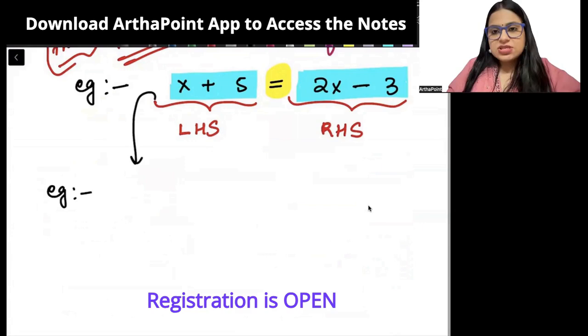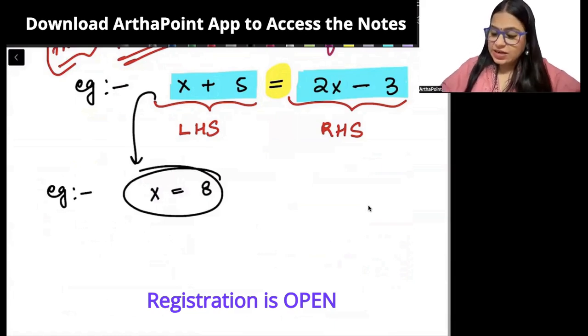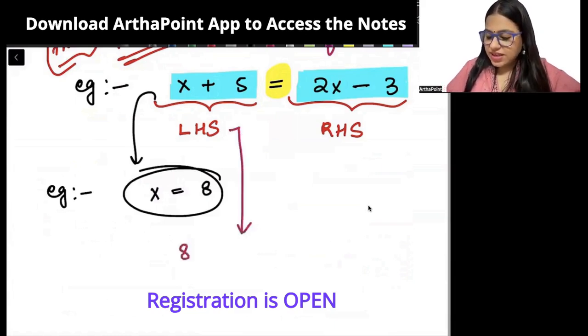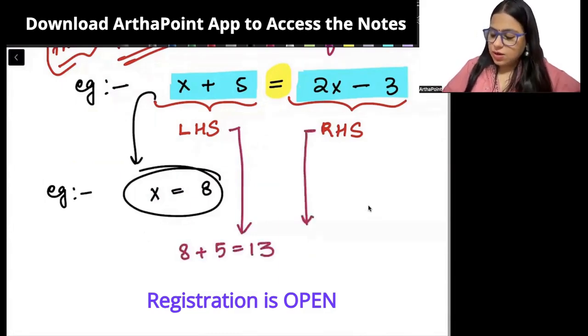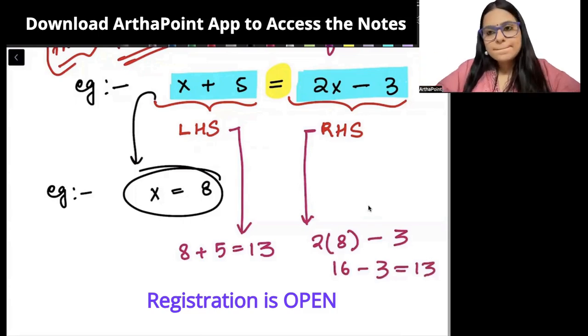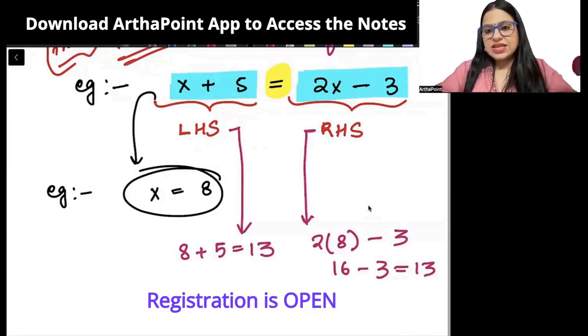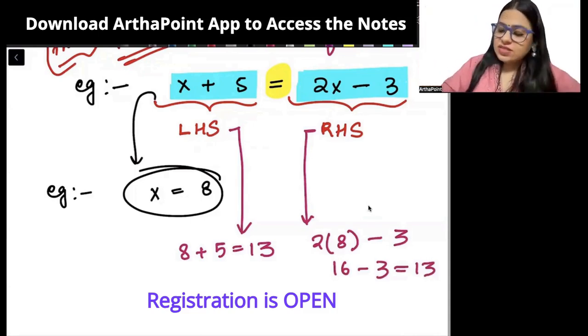ये इक्वेशन सिर्फ तब ट्रू होगी when the value of x is 8. अगर हम x को 8 डाल देते हैं, if I put x as 8, my left hand side will come out as 8 plus 5, 13. And my right hand side will come out as 2 into 8 minus 3, 16 minus 3, 13. समझे?